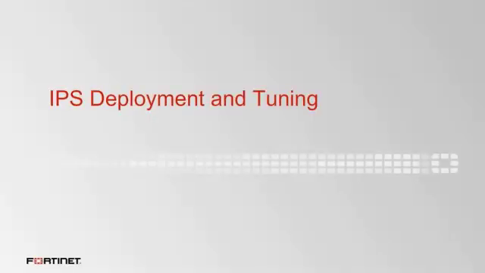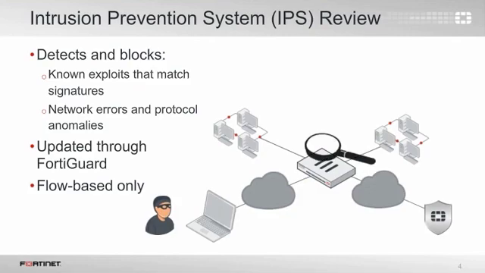In this section, you will learn how to deploy and tune an IPS inspection in an enterprise network. IPS uses signature databases to detect known attacks. You can also use IPS signatures to detect network errors and anomalies. Like the antivirus signature databases, the IPS signature databases are also updated through FortiGuard.